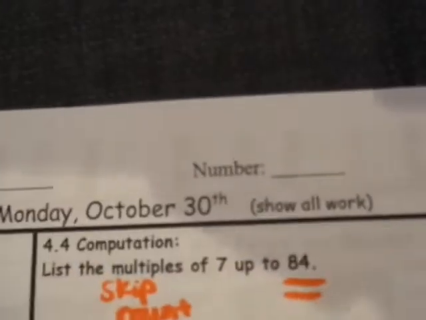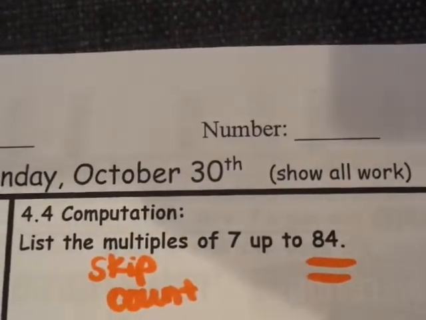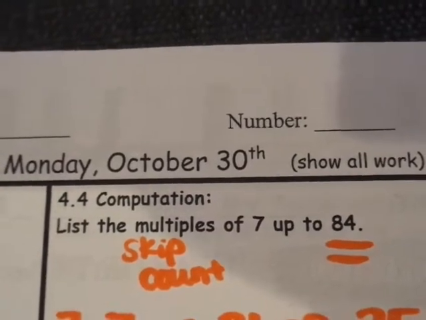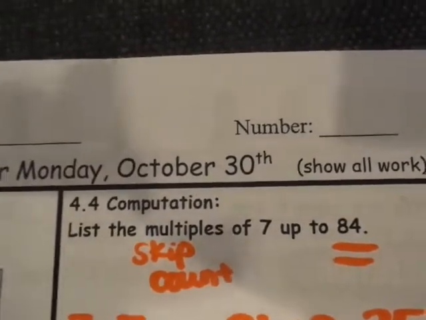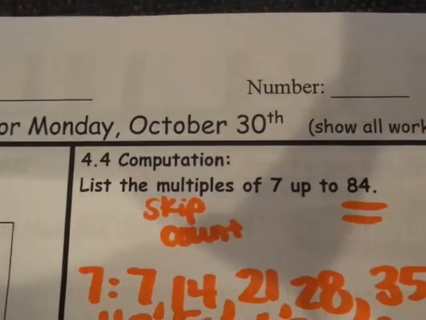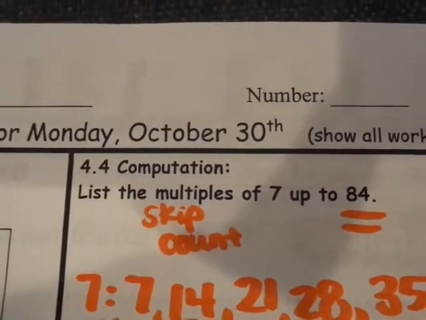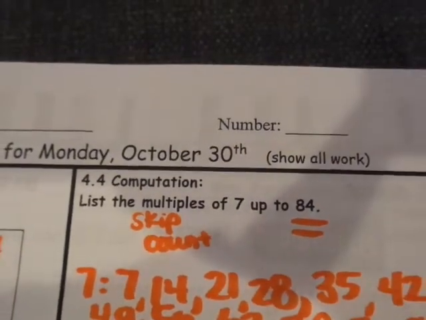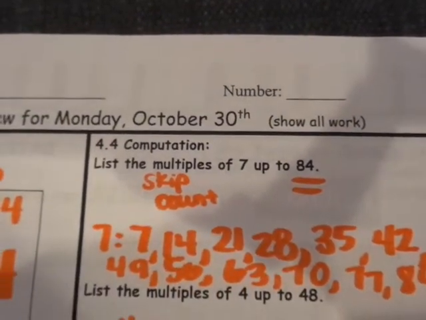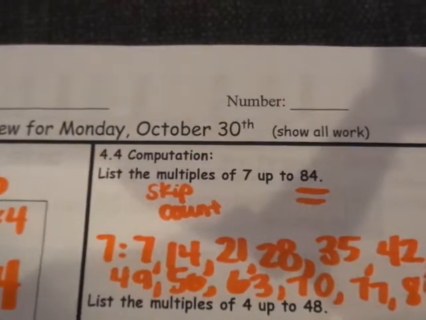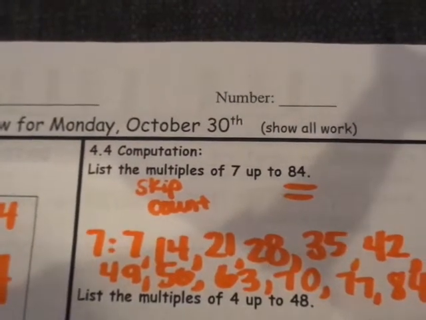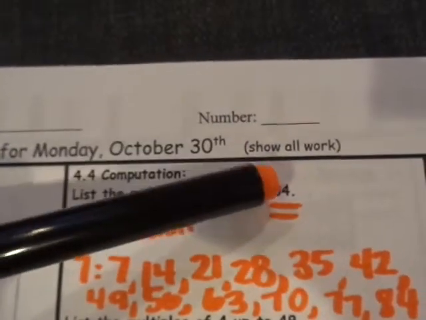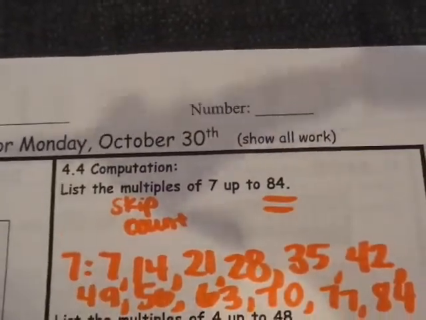The next one is asking me to list multiples of 7 up to 84. So when I see the word multiples, I know I'm going to be skip counting. So here's me skip counting by 7. 7, 14, 21, 28, 35, 42, 49, 56, 63, 70, 77, 84. And I know I can stop there because that's where it's telling me to stop.